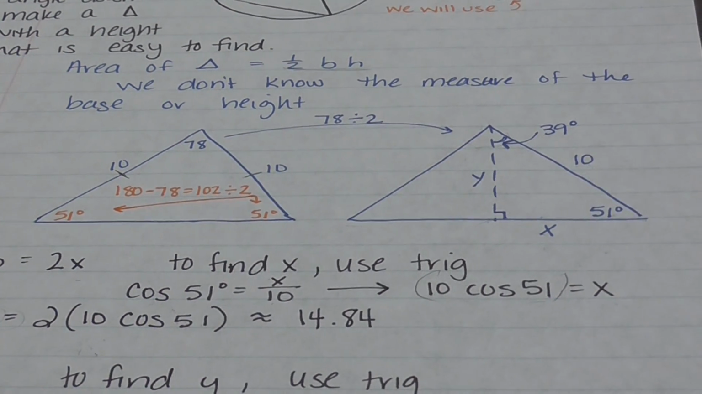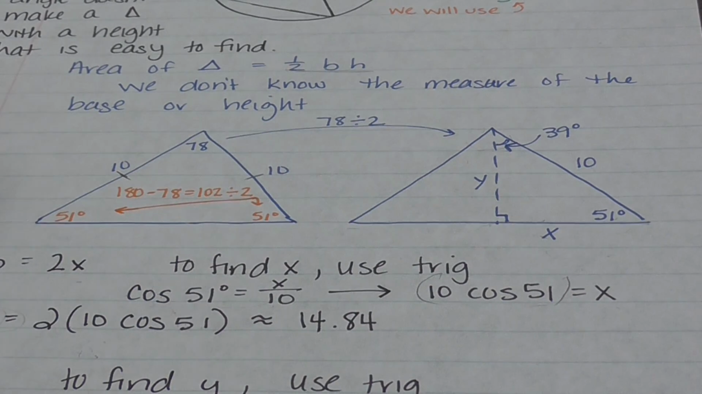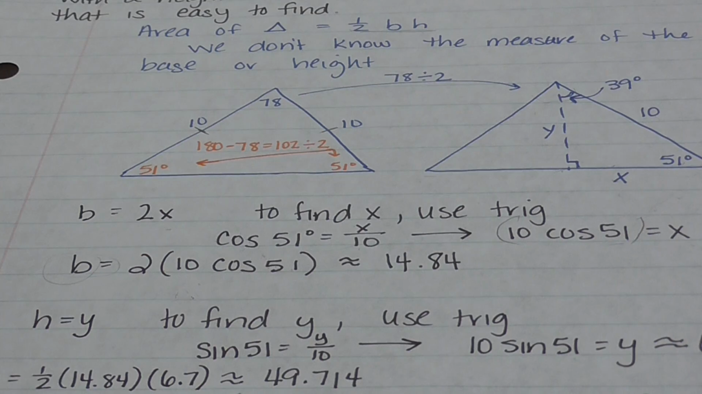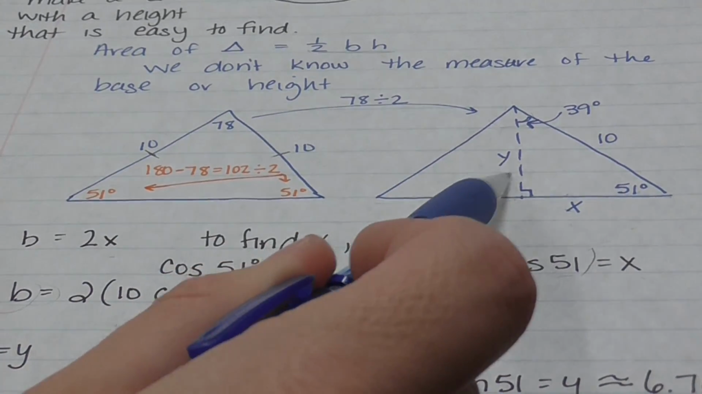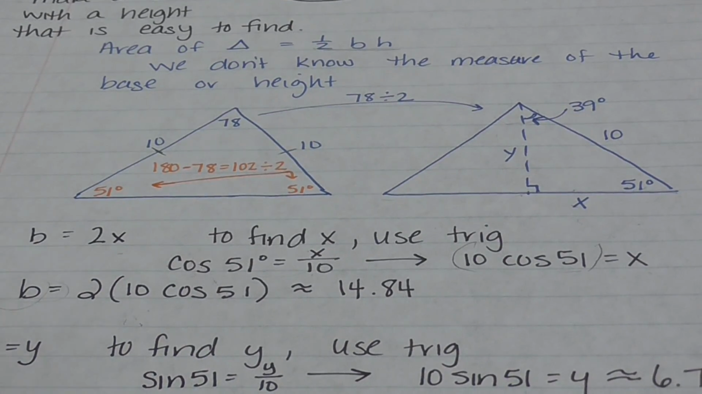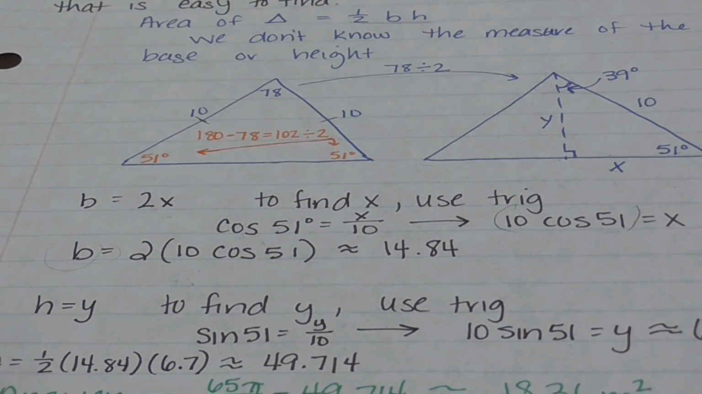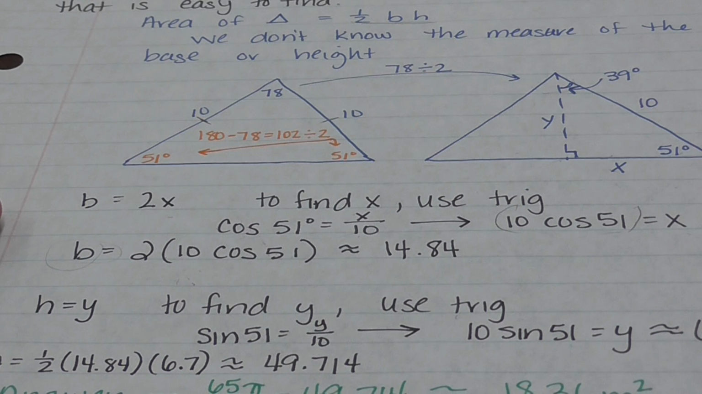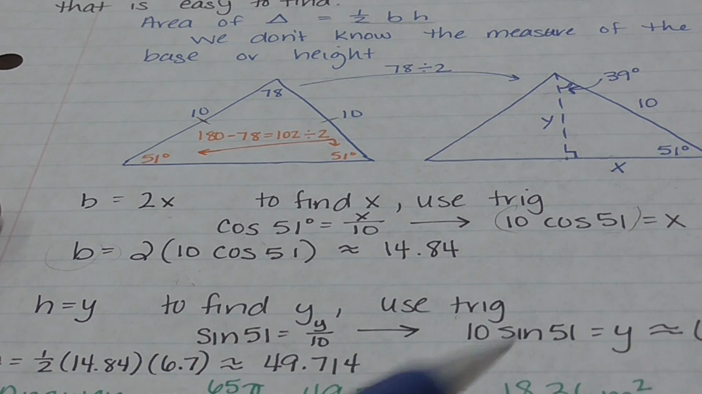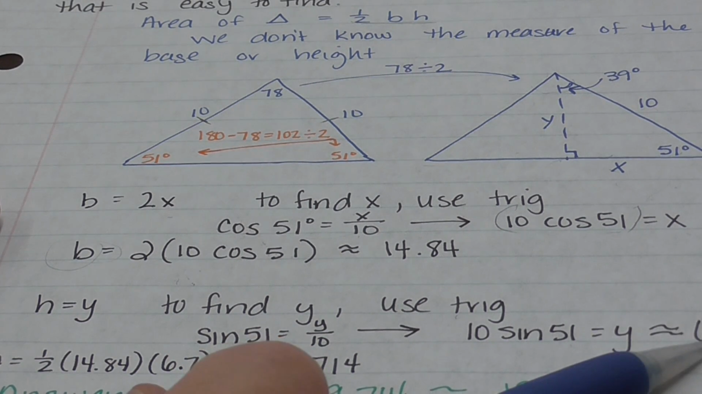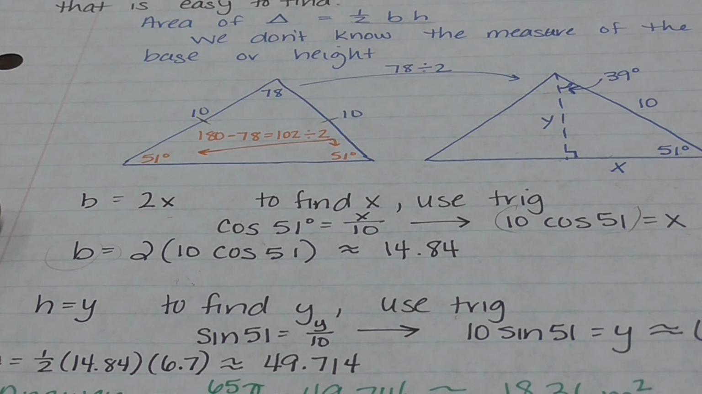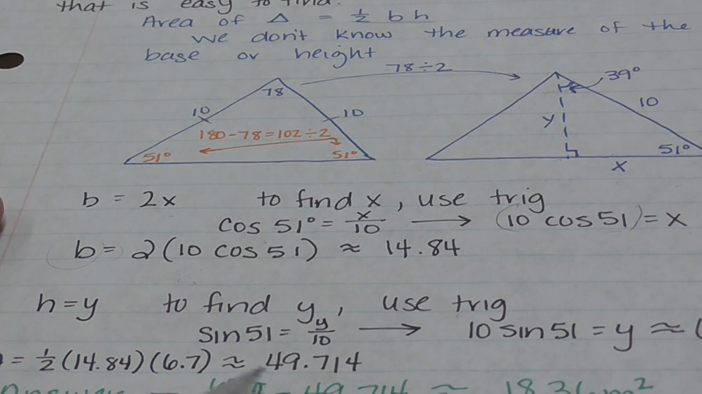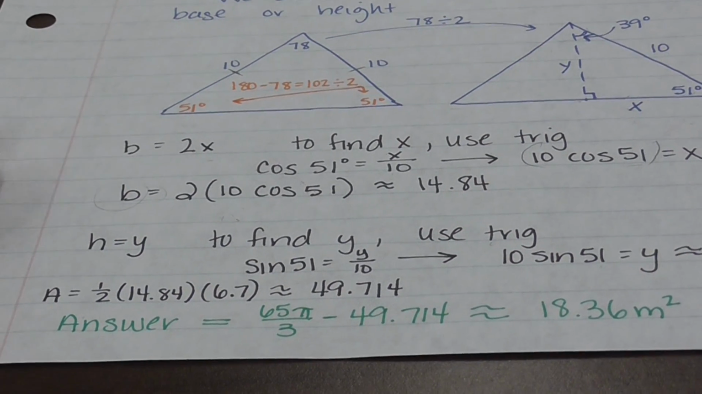All right, great. So now I have the base of the thing. I also need to find the height of this triangle. So to find the height, I've got to use trig again, except this time, opposite and hypotenuse is sine. So I'm going to set it up all the same way. I don't have to multiply this number times 2 because it's not 2 of them, it's one height. So I'm going to let 6.7 be my height. 14.84 is my base. So 1/2 times 14.84 times 6.7 is approximately 49.714.